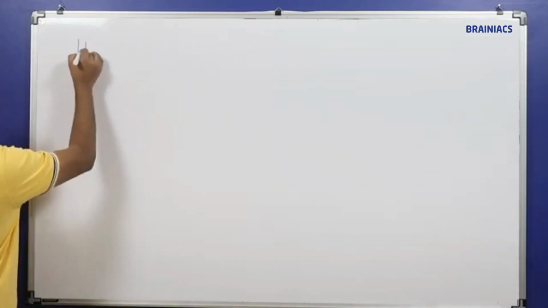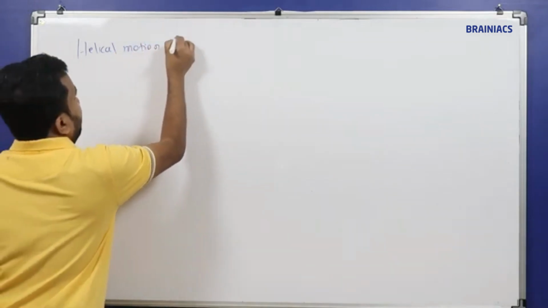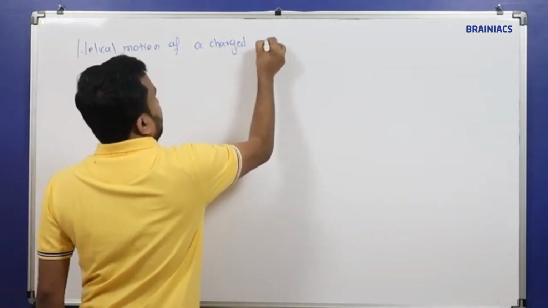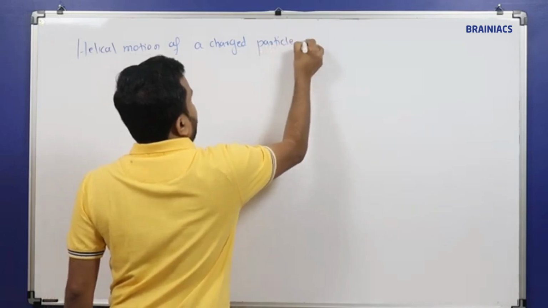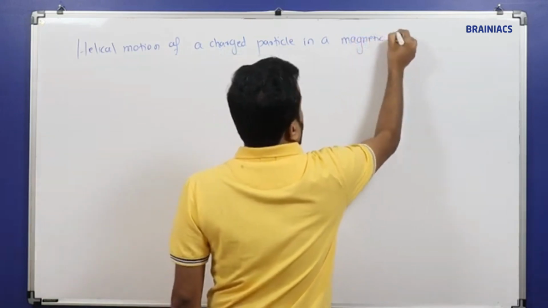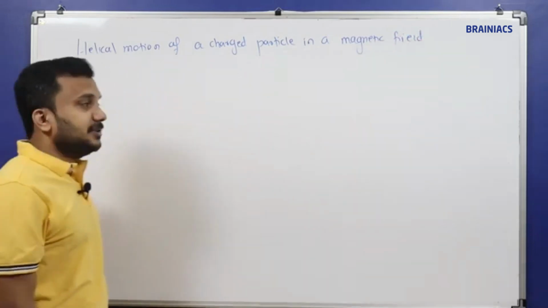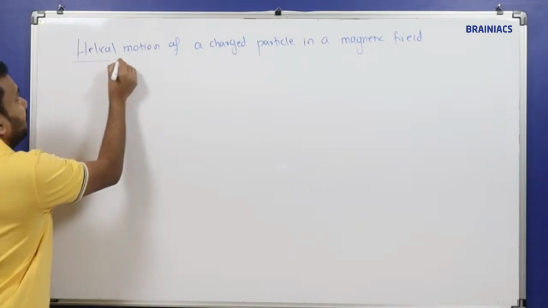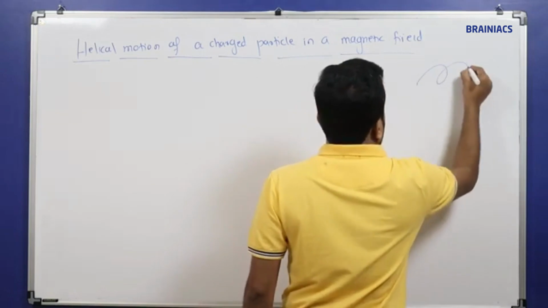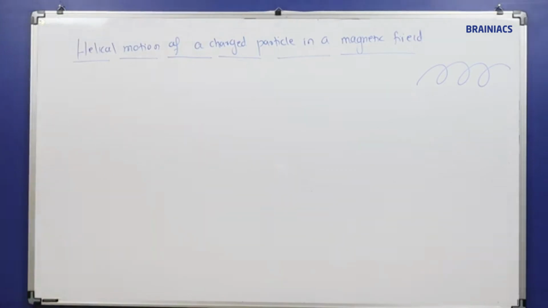Write the heading: helical motion of a charged particle in a magnetic field. This is the topic. Helical motion of a charged particle in a magnetic field. What is helical? Of course, you know, it is like this structure. This is called the helical motion.